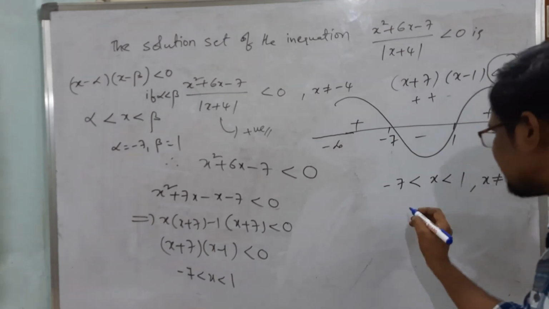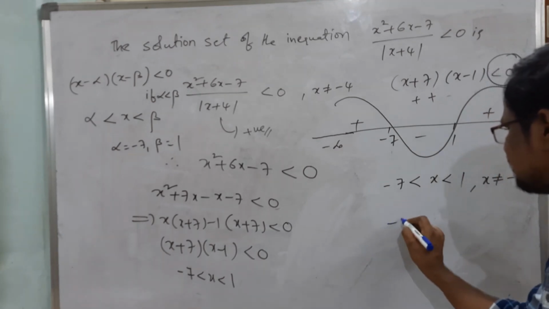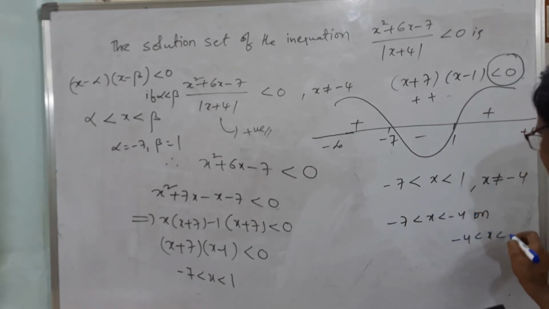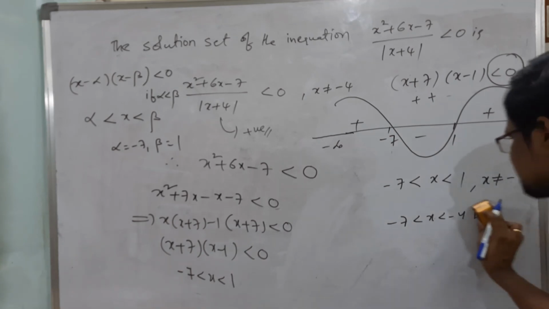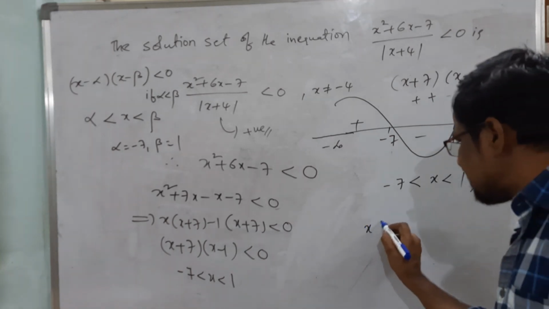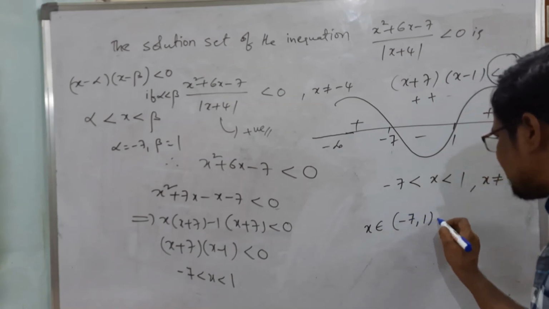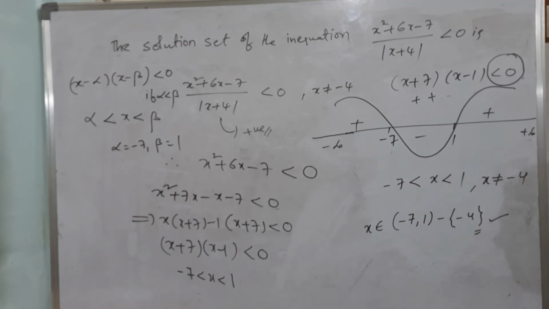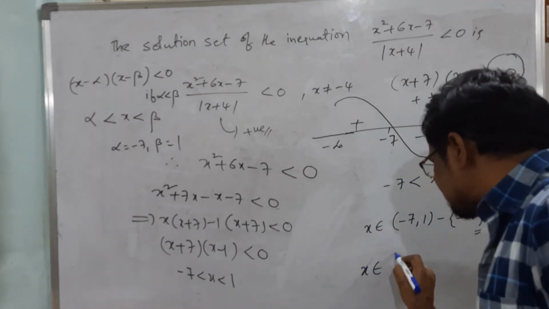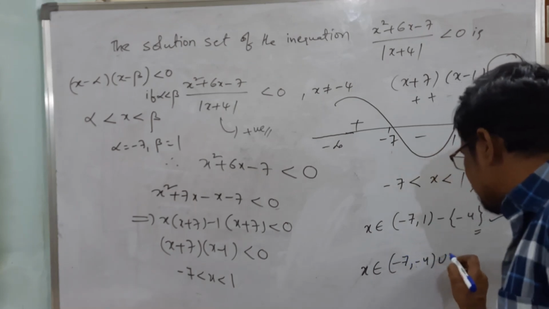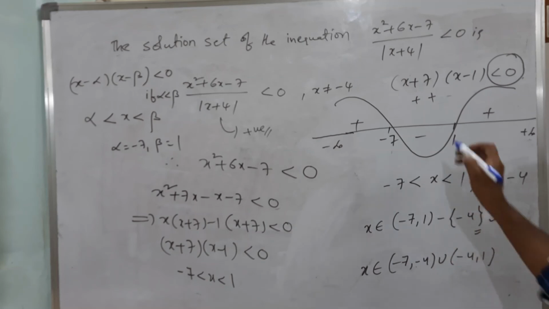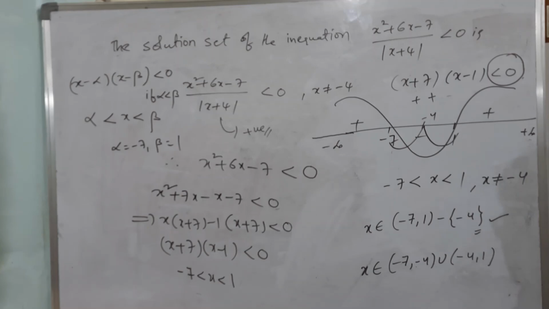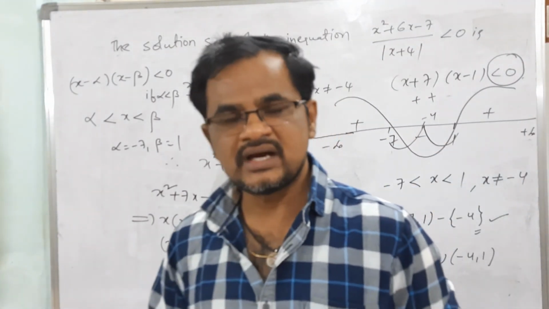So otherwise you can write like this also: minus 7 less than x less than minus 4, or minus 4 less than x less than 1. Or in terms of intervals, how to write? x belongs to the open interval minus 7 to 1 except minus 4. So this is our final answer. Otherwise, you can write in terms of intervals like this also: minus 7 to minus 4 union minus 4 to 1. So anywhere minus 4 is excluded. Okay? So like this you have to do the problems on linear inequality.